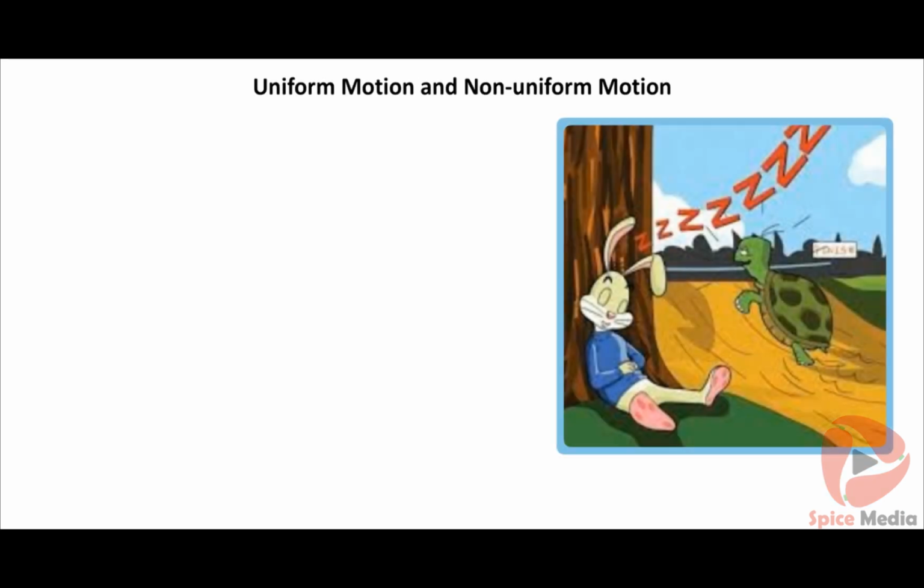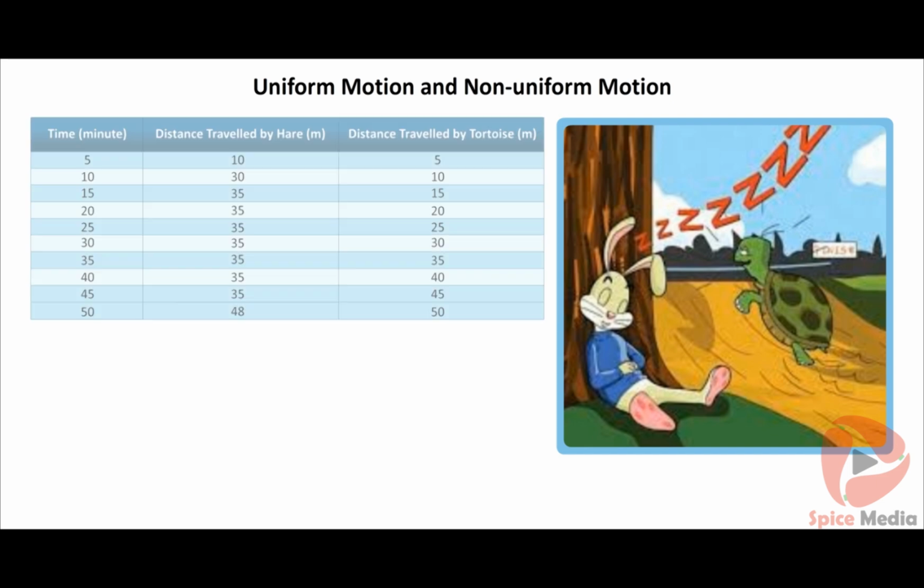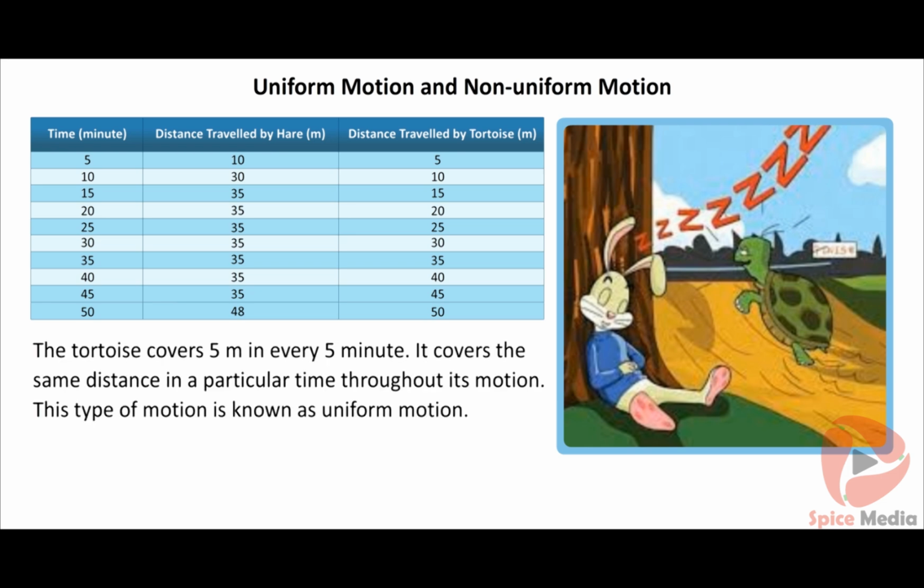Consider the race between the hare and the tortoise. The data regarding the motion of the two are given in the table. From the data, we notice that the tortoise covers 5 meters in every 5 minutes. It covers the same distance in a particular time throughout its motion.